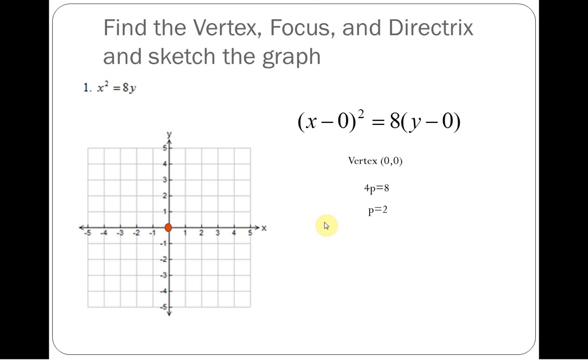Okay, back to the math problem. Vertex at 0, 0. Now this whole p-value comes into play here. We need to see that this is x squared, so it's going up or down, and positive 8 means going up. The focus, therefore, is 2 away from the vertex going towards the inside of the parabola. The directrix is 2 away from the vertex going away from the parabola. So your focus is at 0, 2. Your directrix is at y equals negative 2.